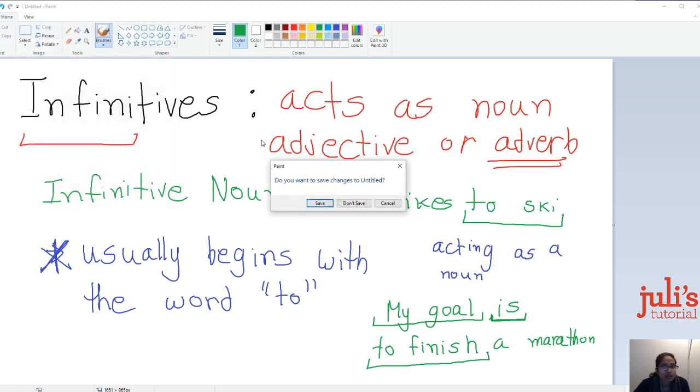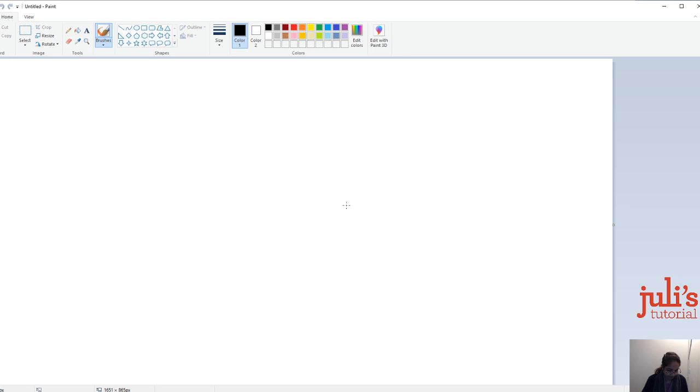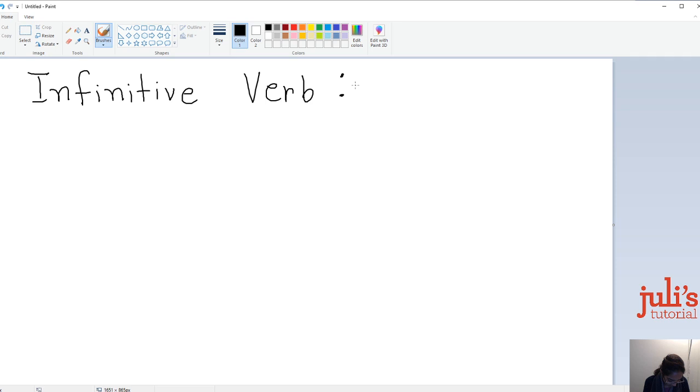Now, next one is going to be infinitive verb. Sorry, infinitive adjective. There's no verb. It's not acting as a verb anymore. It is a verb, but it's acting as an adjective or adverb. It's very confusing to even explain. You get all confused in your head and you say the wrong word. But what I meant is the infinitive adjective. We just did infinitive noun. So now we do infinitive adjective.